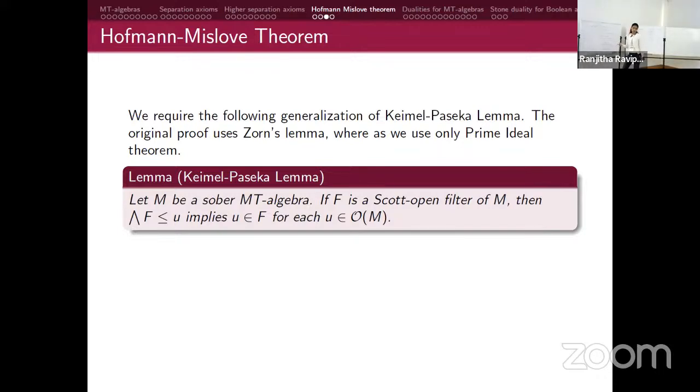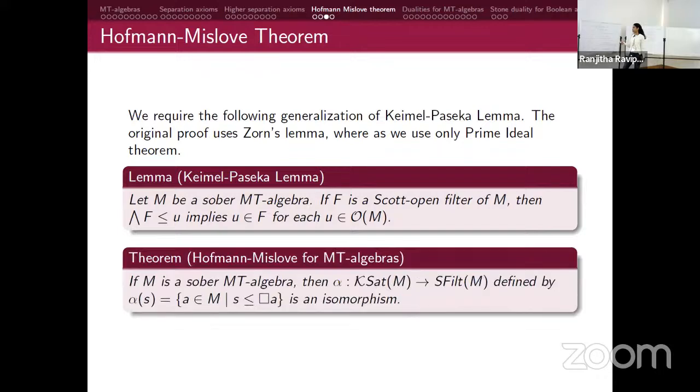So if M is a sober empty algebra, F is a Scott open filter, and the meet of F is below U, then U is in F. The only condition is U has to be open. So if you actually see that paper, you will see it's exactly the same thing. Instead, you will have intersection of F contained in U, and then U belongs to F. That's exactly how you will see. It's a very nice proof. And if you get a chance, you should give it a read, my paper too, because it doesn't use Zorn's lemma. Just use the prime ideal theorem.